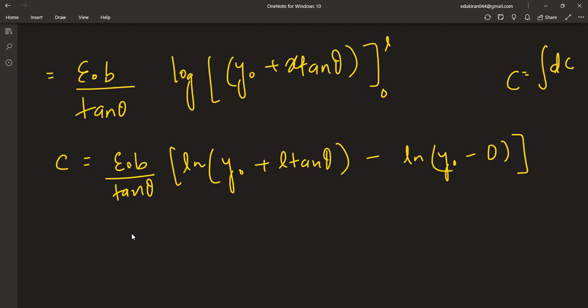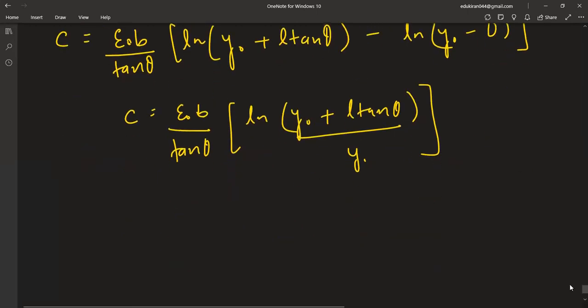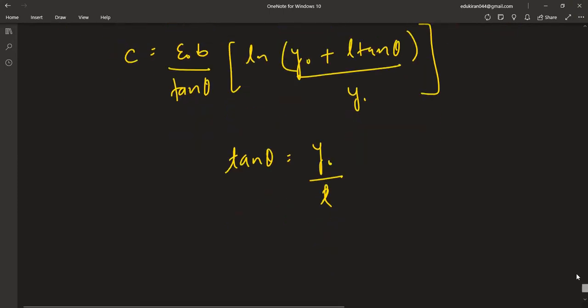This will vanish. So this becomes epsilon naught b divided by tan theta, ln of y naught plus L tan theta divided by y naught. This we are having. Now tan theta's value you also know: it is y naught by L, since the complete length is L.